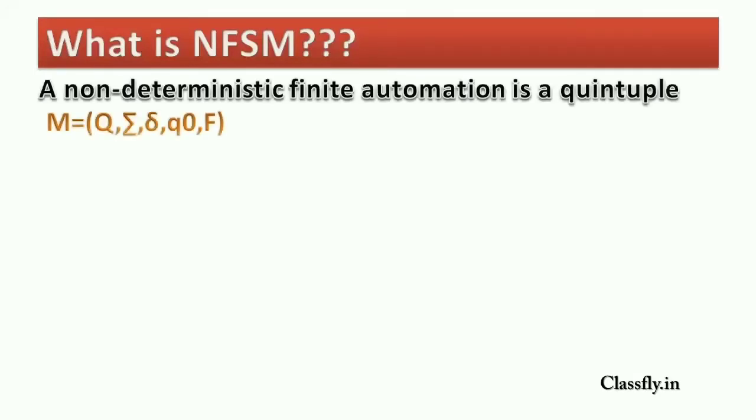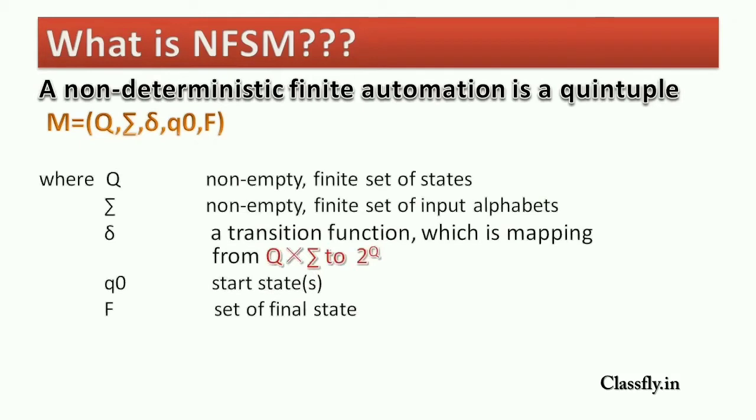A non-deterministic finite automaton is a quintuple. Quintuple means 5 parts. That is M equals (Q, Σ, δ, Q0, F), where Q defines a non-empty finite set of states, Σ defines a non-empty finite set of input alphabets, δ defines a transition function which is a mapping from Q × Σ to 2^Q, which differentiates NFSM from DFSM. Q0 is the start state and F is the final state. So these are the 5 different parts which NFSM consists of.